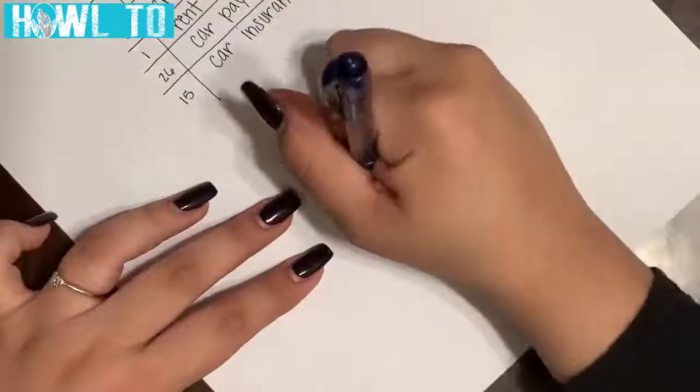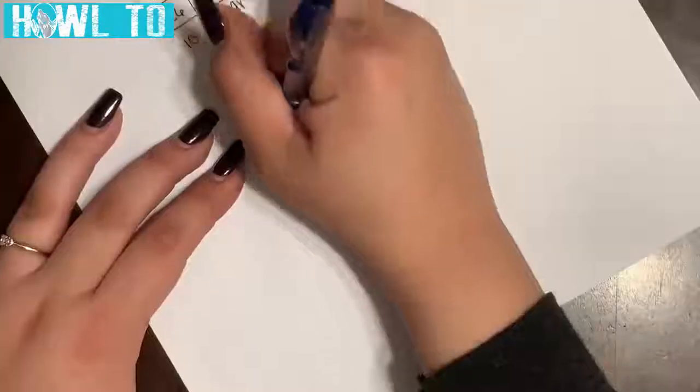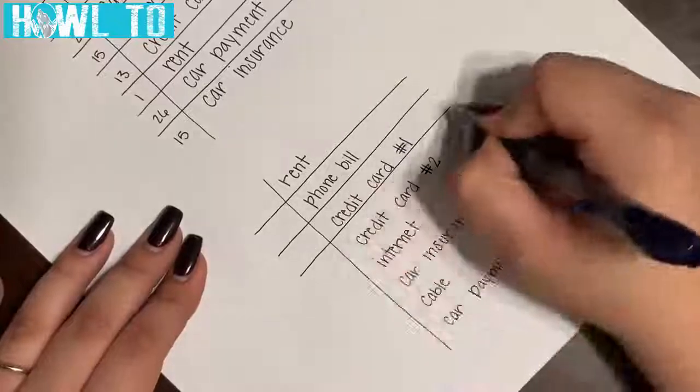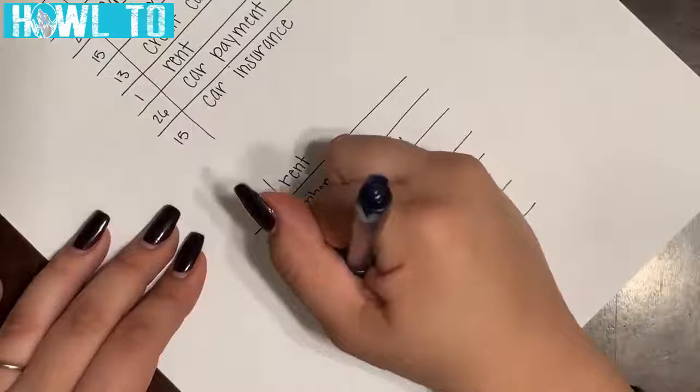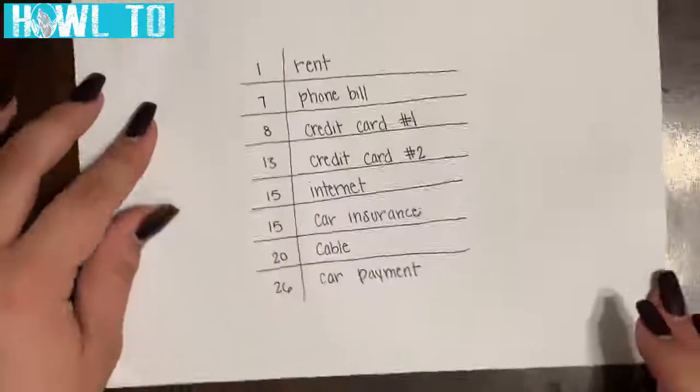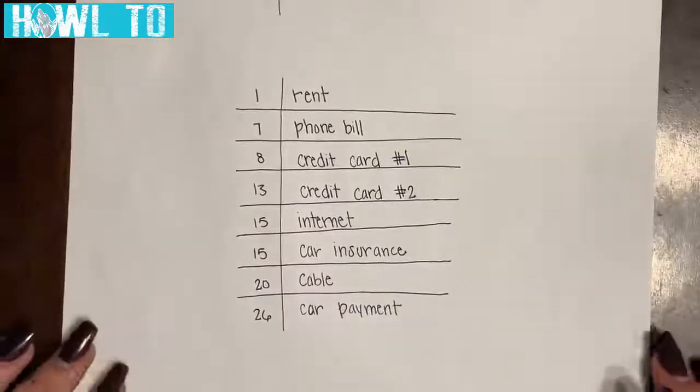So after listing their due date next to them, what I do is I list them in order by their due date, and I find that doing it this way is much more convenient and way more organized.